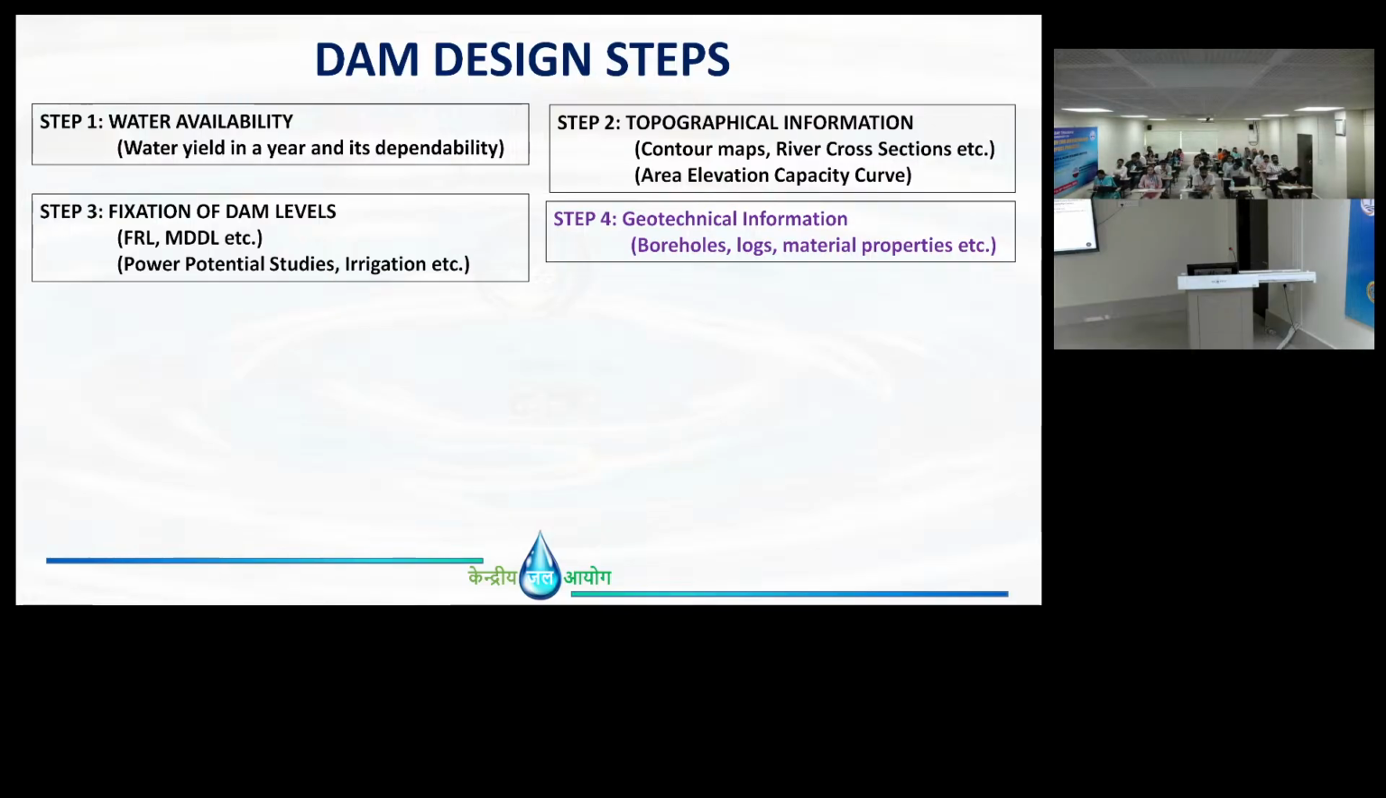So if this is a valley, this is the dam. So generally we recommend at least 5. Out of 5, at the center, at the bottom of this portion, we will try to recommend at least one hole should go up to the full depth of the dam. So this height will only be fixed after this fixation of FRL, right? So that's how you have to do after this basic calculations.